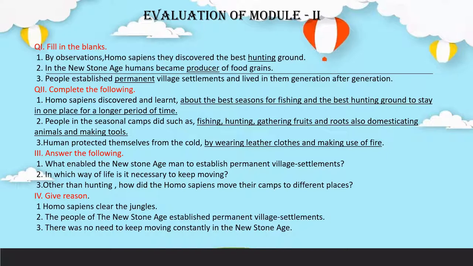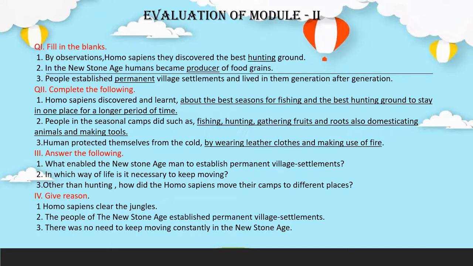Complete the following. Homo sapiens discovered and learned dash about the best seasons for fishing and the best hunting ground to stay in one place for a longer period of time. Second, people in the seasonal camps did such dash as fishing, hunting, gathering food, fruits and roots, also domesticating animals and making tools. Third, humans protected themselves from cold dash by wearing leather clothes and making use of fire.